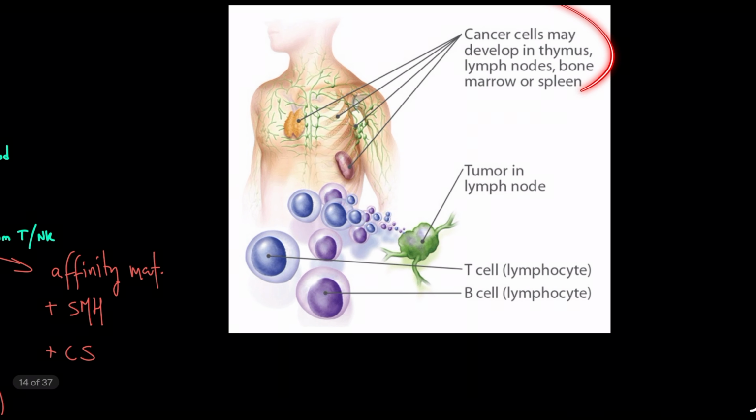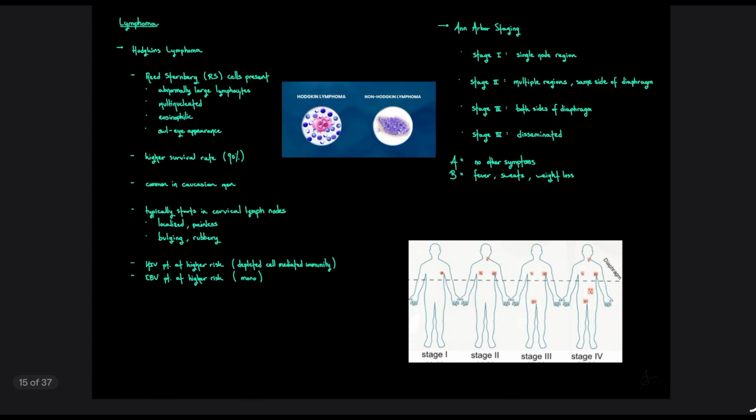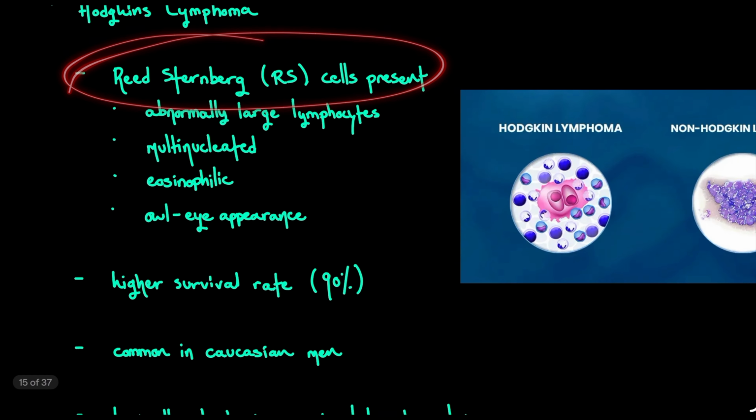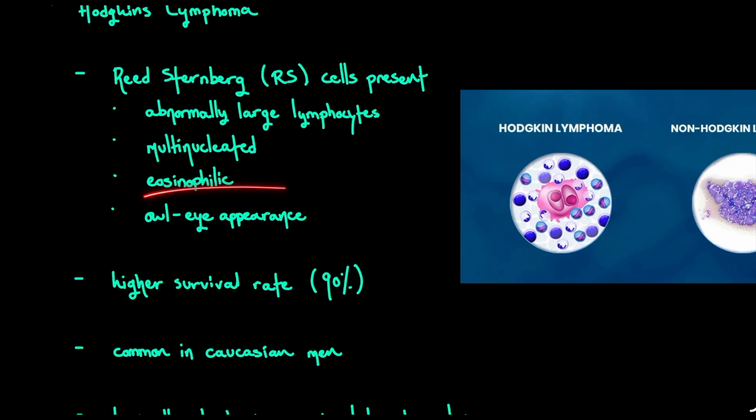So this is just giving you an overview. It can develop almost anywhere lymphatic, and then we have a mass forming within the lymph node. Doesn't have to be a lymph node, but that's a common occurrence for sure. So let's talk more about the Hodgkin's lymphoma type. Again, Reed-Sternberg cells, abnormally large, multinucleated, eosinophilic, sometimes referred to as having an owl eye appearance because the multinucleated cells look like owl eyes. I don't know, maybe a little creative on that front. I'm not a pathologist. I haven't seen them under the microscope, but maybe they have that look.